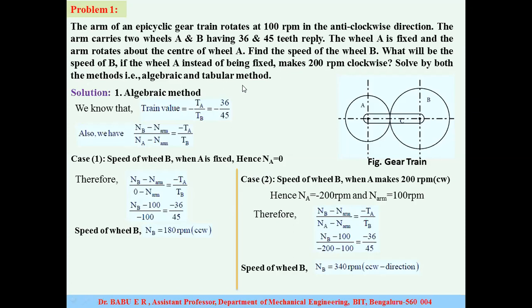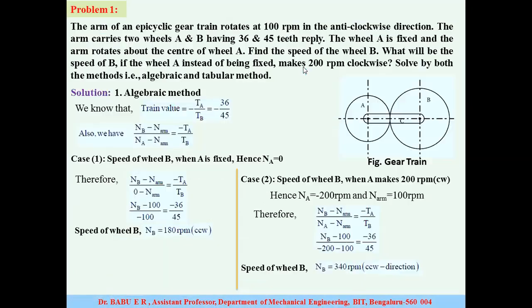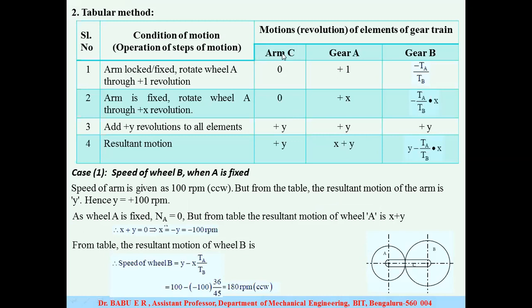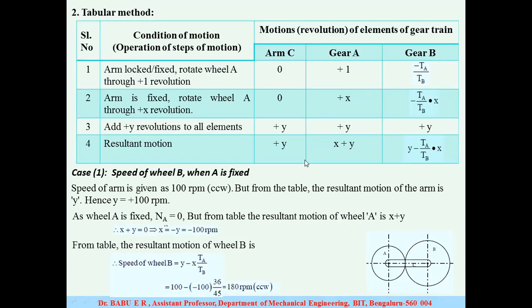Now let us see the tabular method. In the tabular method, the first step is to draw the table: conditions of the motion. Motions are revolutions of the elements. So go to the configuration diagram. In the configuration diagram, we have an arm and we have two gears. So first you write down the arm. Again you write down the gears: gear A, gear B, gear A, gear B.